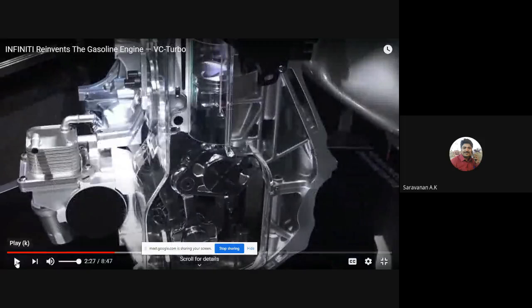Yes, sir. Yes, you can see why, because this animation helps to understand how the compression ratio will vary. What are the elements we have to modify in the engine? So that you can see clearly once again.